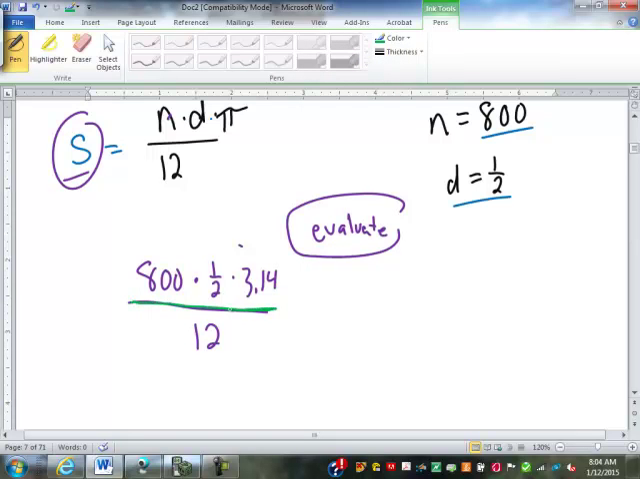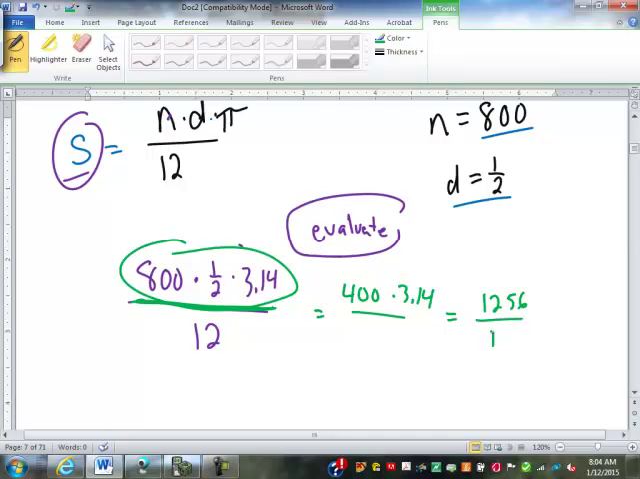Well, remember, when we have this here, that fraction bar tells us we have to do everything on top first, then everything on bottom, then we're going to divide. So on top, we're going to do 800 times 1/2, which is 400 times 3.14, which is 1256. Now on bottom, there's nothing to do. There's just the 12. So we're going to divide to get 104.666, 104.67. That would be feet per second, your surface cutting speed at the tool.